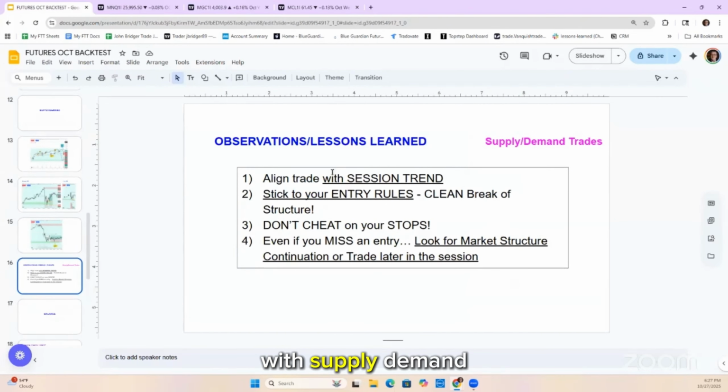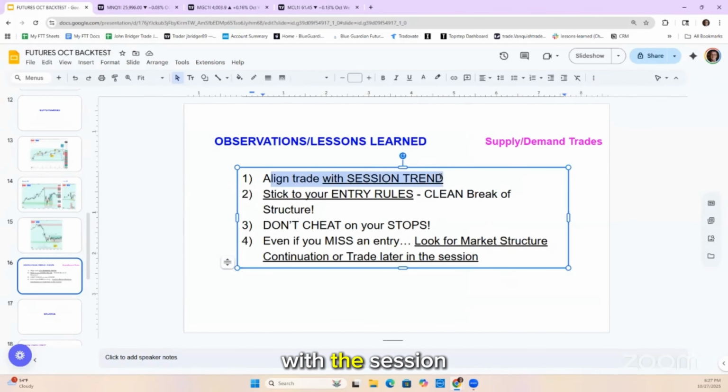So again, with supply demand, you align your trade with the session trend, stick to those entry rules. That's the main thing. Don't cheat on your stops, because you saw several examples where you'd have been stopped out and missed out on a profit target if you set your stop too low.